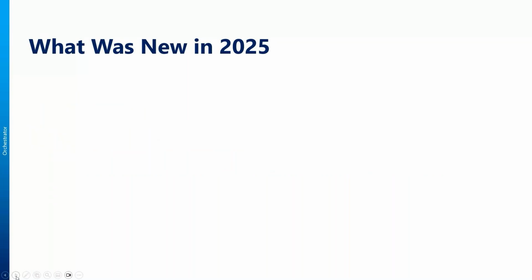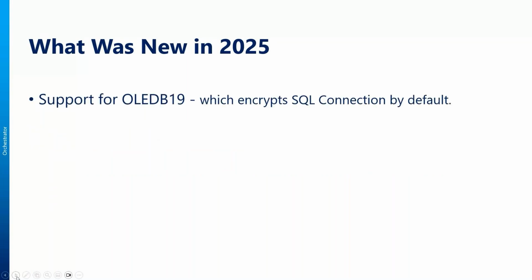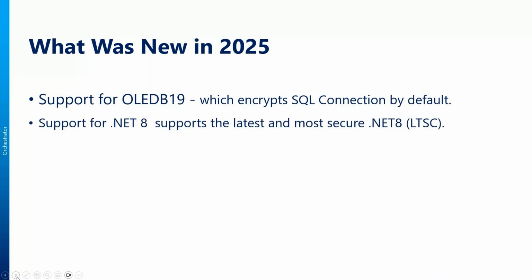What's new in 2025? It's added support for OLE DB 19, so we can provide SQL encryption connections by default, which improves the underlying backend performance. We've also got .NET 8 support, bringing Orchestrator in line with supported .NET frameworks. That's the latest and most secure version of .NET, on what they call the long-term support channel. So Orchestrator 2025 should be good from a .NET support and lifecycle point of view going forward, which is very good if you're doing security pen tests, because the 2022 version is end of life, as is 2019.